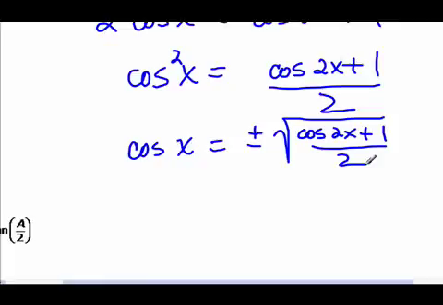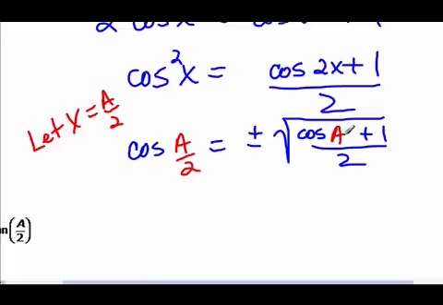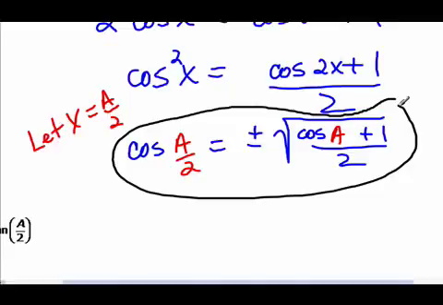And just like with the last problem, let's let x equal a over 2. Well, that x comes out, that x comes out, and 2 times a over 2 is a. So we end up with cosine of a over 2 equals plus or minus the square root of cosine a plus 1, all of that over 2. Any questions so far? Again, we're simply deriving these things, and then we'll take a look at specific cases where you actually would use these for some basic short answer type questions.